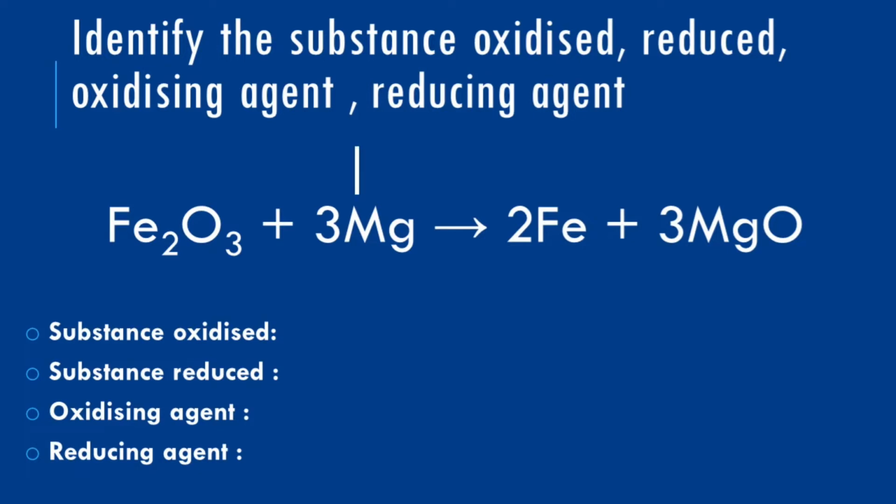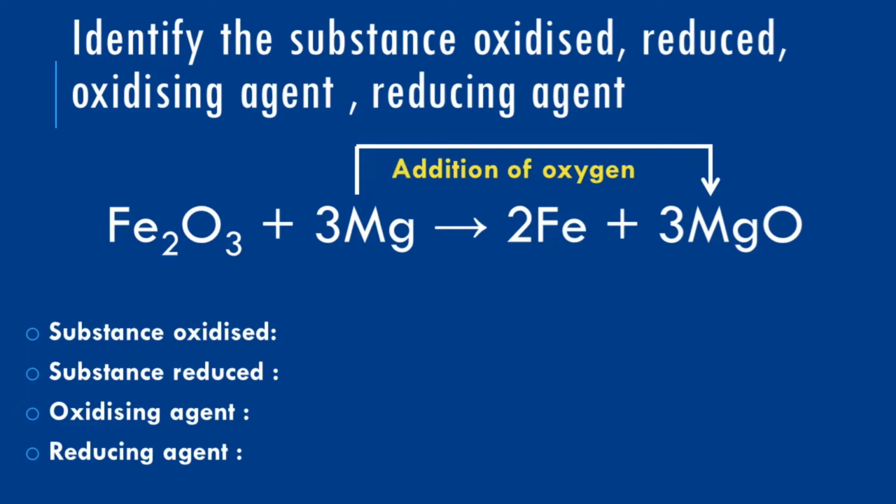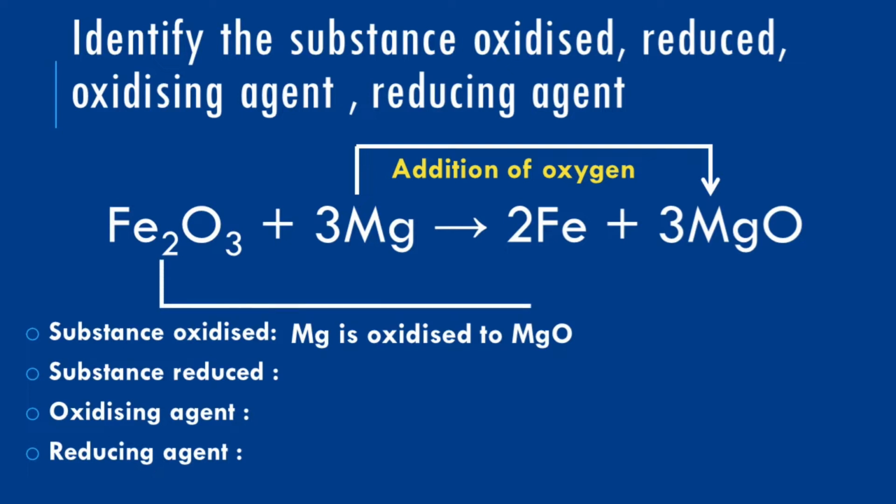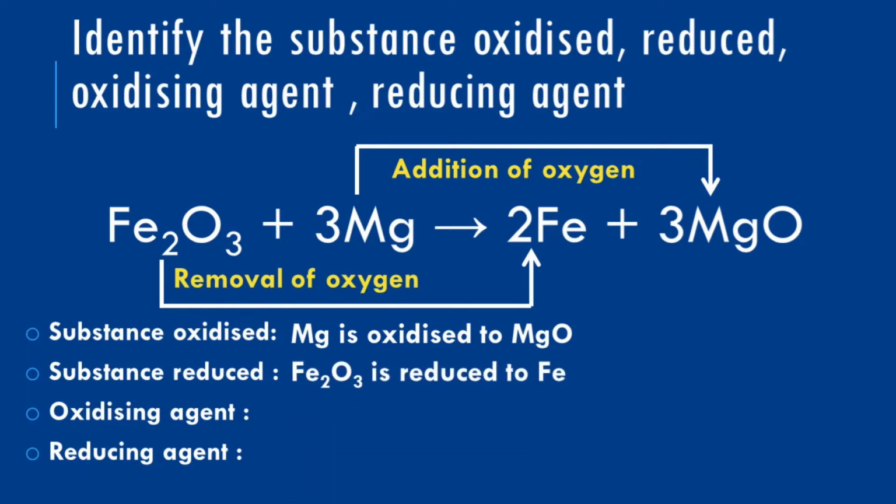You can see that magnesium in the reactant side has been converted to magnesium oxide in the product side. That means there is an addition of oxygen taken place for magnesium. Hence magnesium is oxidized to magnesium oxide. So the substance oxidized is magnesium. What happened to ferric oxide, that is Fe2O3? You can see Fe2O3 has been converted to Fe. That means it has lost oxygen. So removal of oxygen means reduction reaction. So the substance reduced here is Fe2O3, which has been reduced to Fe.